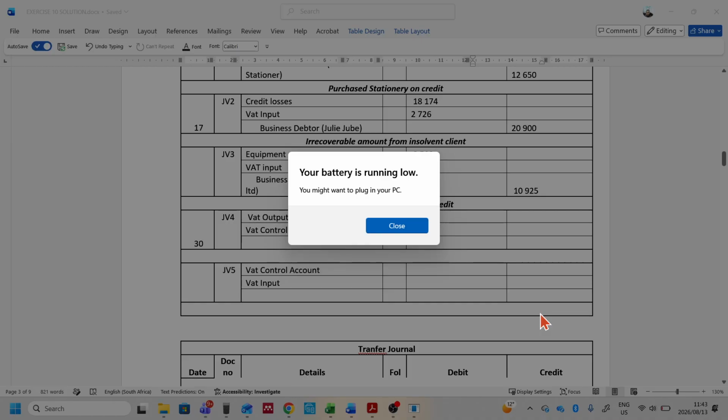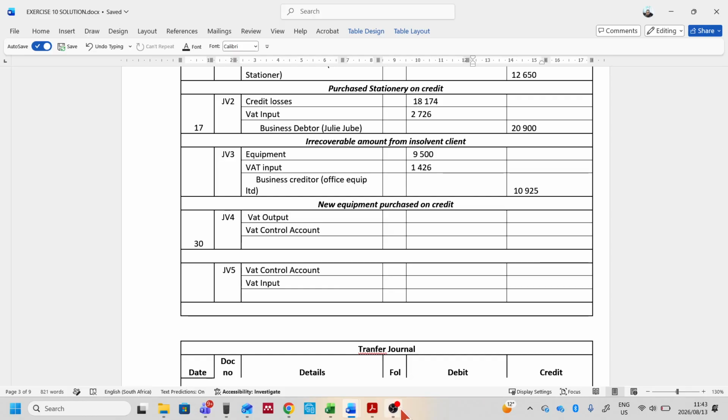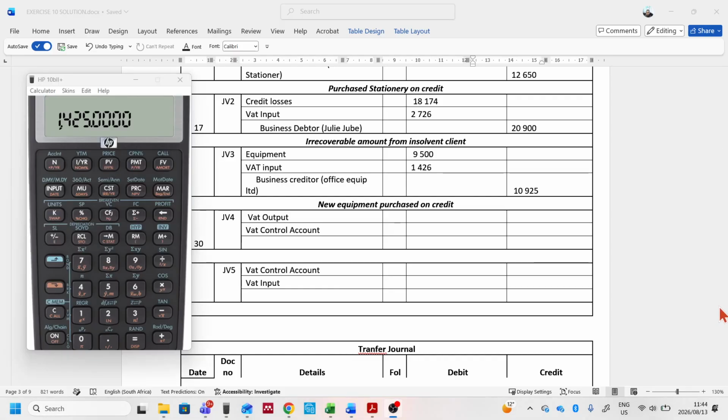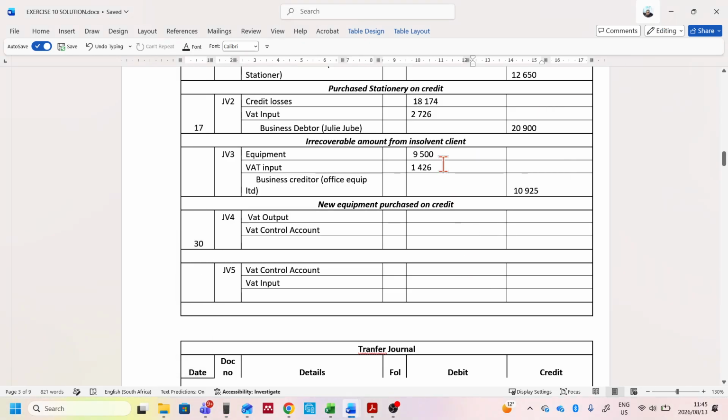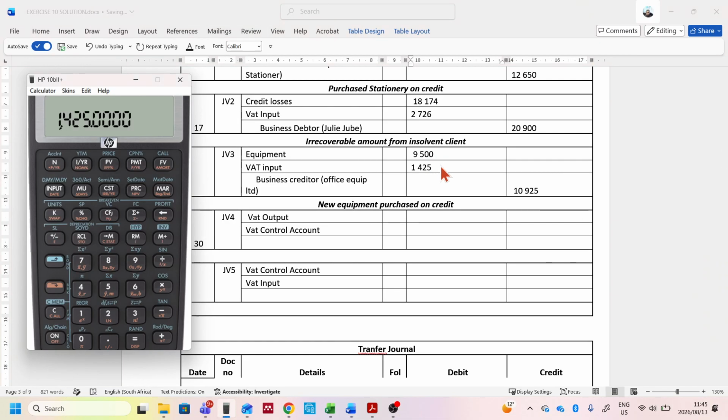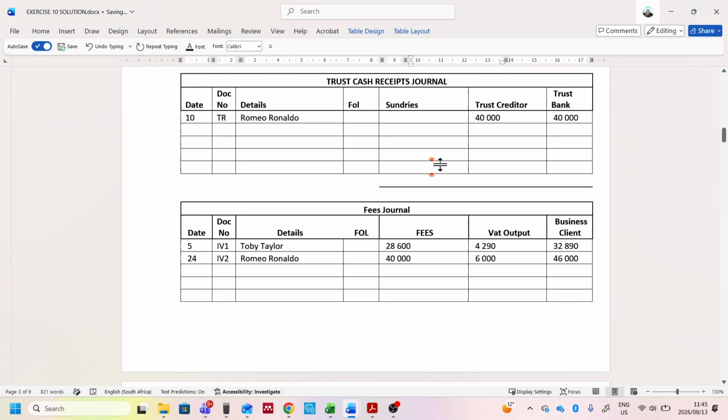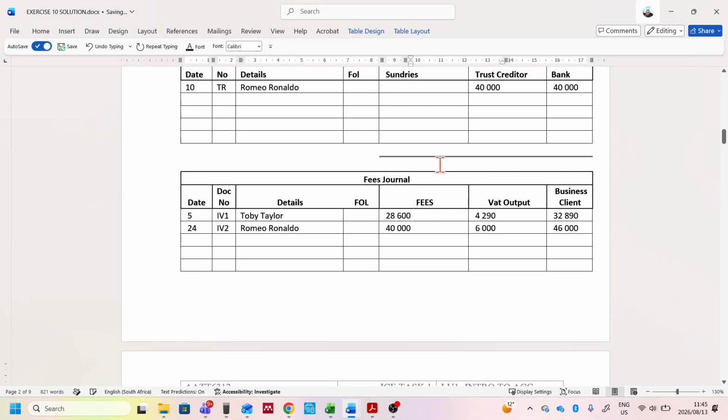Oops. Something is off here. Is it not 1,000? Okay, thank you for the correction. So this is 1,425. So the first one, we just recorded it.